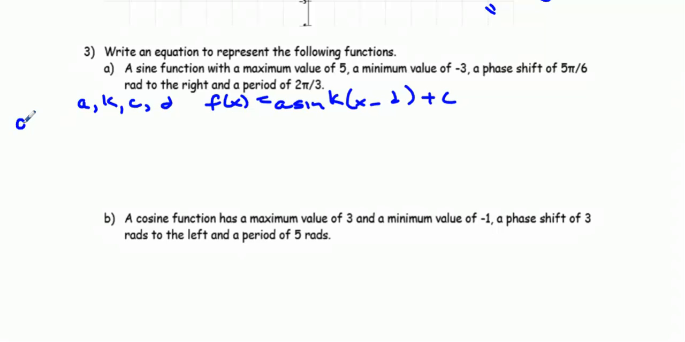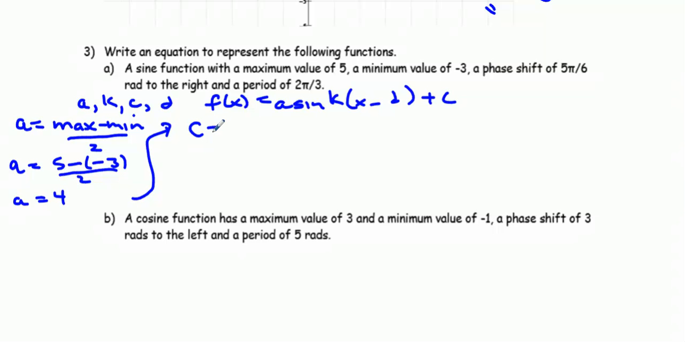Well, our a is for amplitude, and we know the formula for amplitude is max minus min divided by 2. So I was told my max and my min, I have 5 minus 3 over 2, which is 8 divided by 2, which is 4.